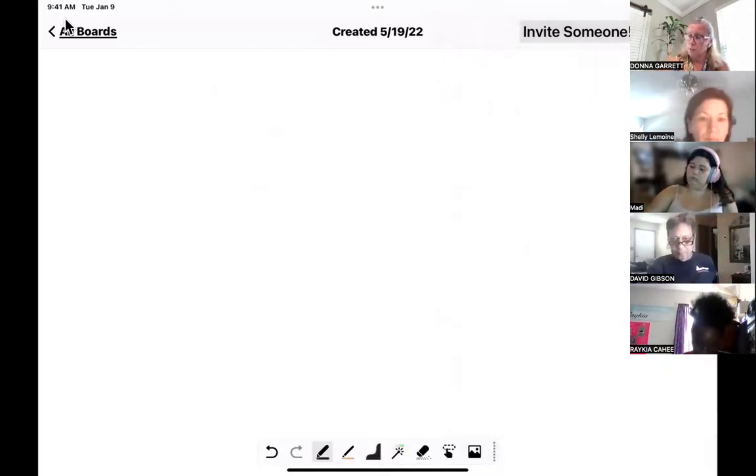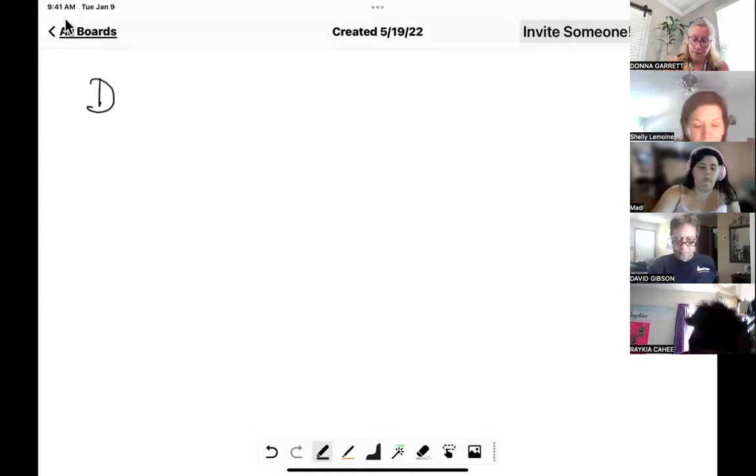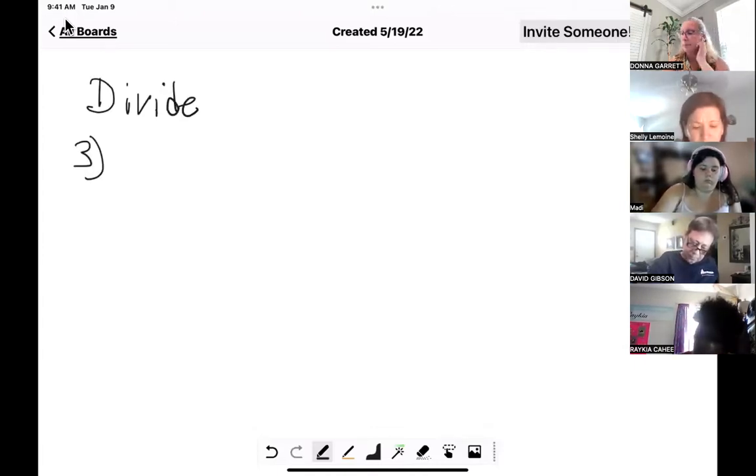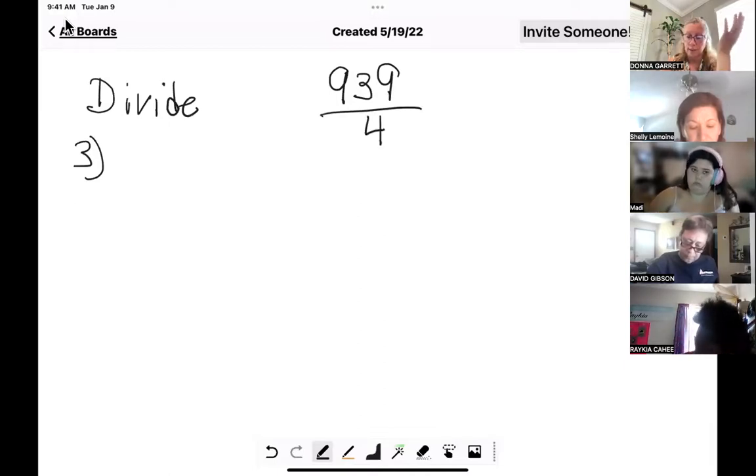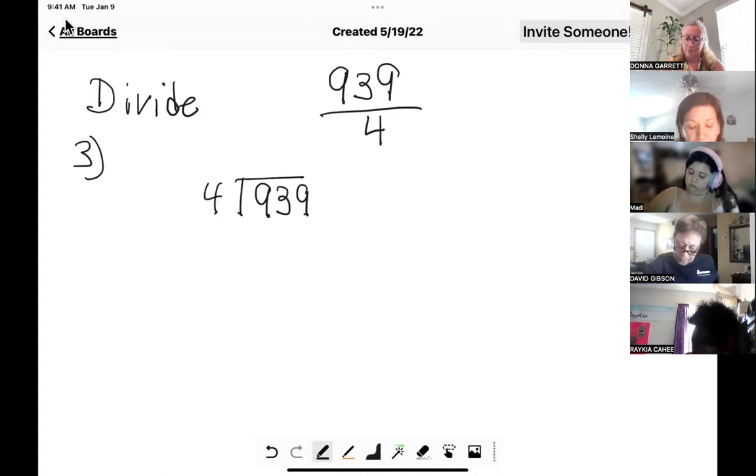Okay, so we are going to divide. I think I'm number 3, right? Divide. I'll write it as a fraction. 939, whoops, wrong number. 939 divided by 4. So that's a division problem, just written differently, but we're not going to divide like that. We're going to divide with long division. So 939 divided by 4.